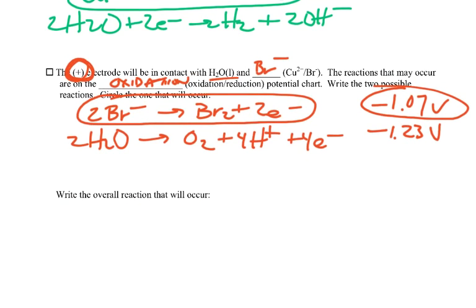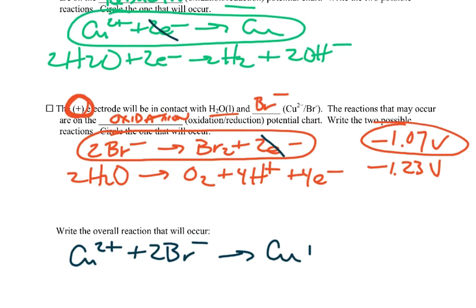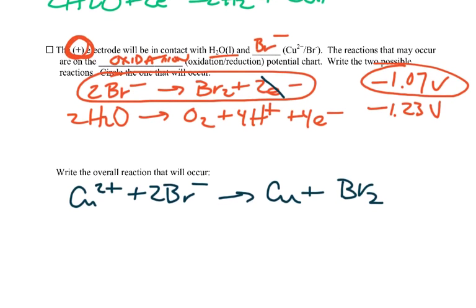Write the two possibilities and circle the ones that occur. Now write the overall reaction. We put these two together. On the left side, here's 2 electrons, here's 2 electrons, and they're going to cancel. So the copper 2+ and 2 bromides, coming from the solution of copper bromide, will turn into copper metal at one side and bromine, which is a liquid, at the other side. That's the overall reaction that occurs, and that is the quick check.